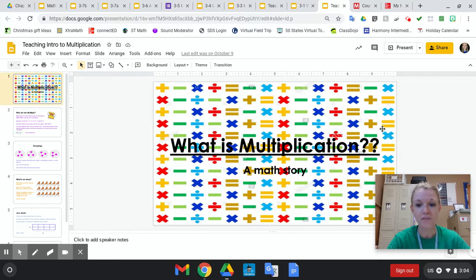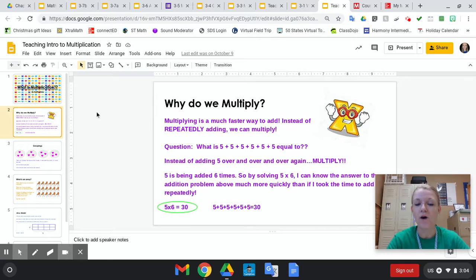So our very first thing that we talked about was what is multiplication? And so we talked about why do we multiply? What is multiplication used for? Multiplication, if you remember, is just a faster way to add. So instead of doing repeated addition, where we're going to do things like 5 plus 5 plus 5 plus 5 plus 5 plus 5 plus 5 plus 5, instead we can take however many 5s we're adding and we can multiply 5 times that amount. So in this case, 5 was on here 6 times. We can do 5 times 6 and get 30 very easily.